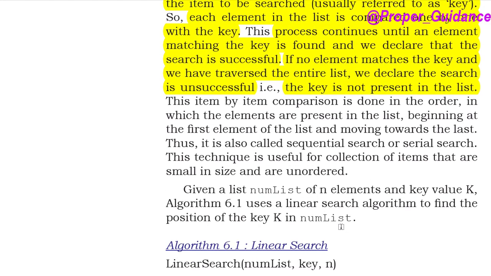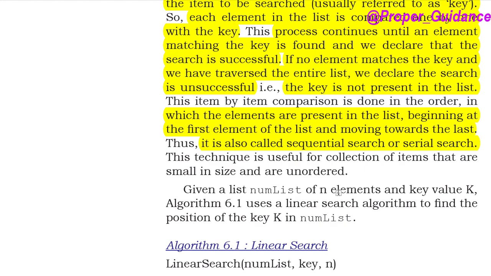Clear? This item by item comparison is done in the order in which the elements are present in the list, beginning at the first element of the list and moving towards the last. Thus, it is also called sequential search or serial search. So, for this technique we get two more names: linear search, sequential search and serial search. These are three different names, but the same concept, same thing. Okay, three names of this type of searching.